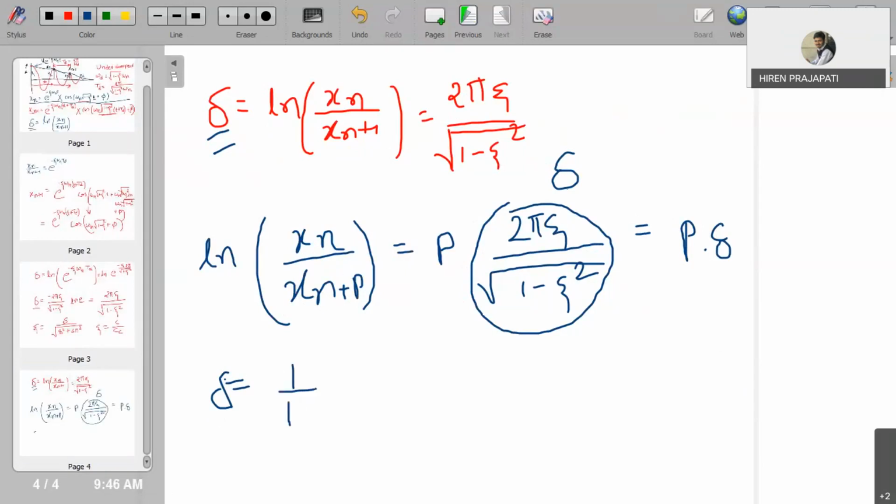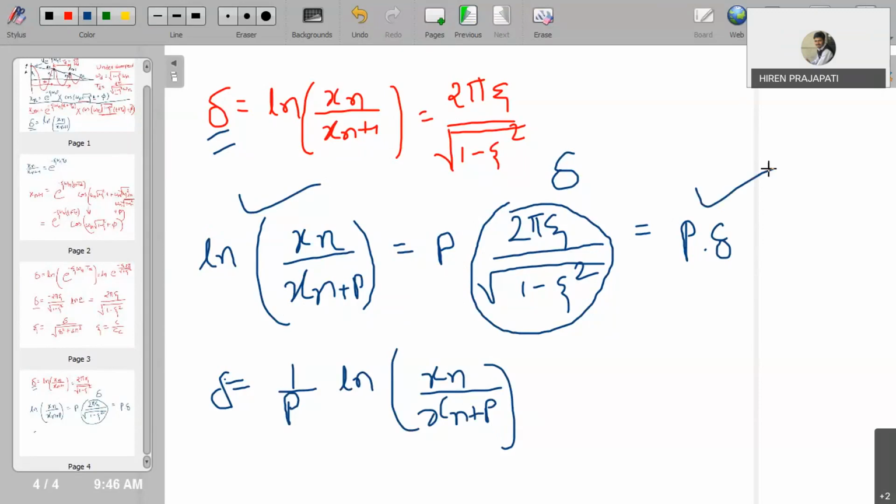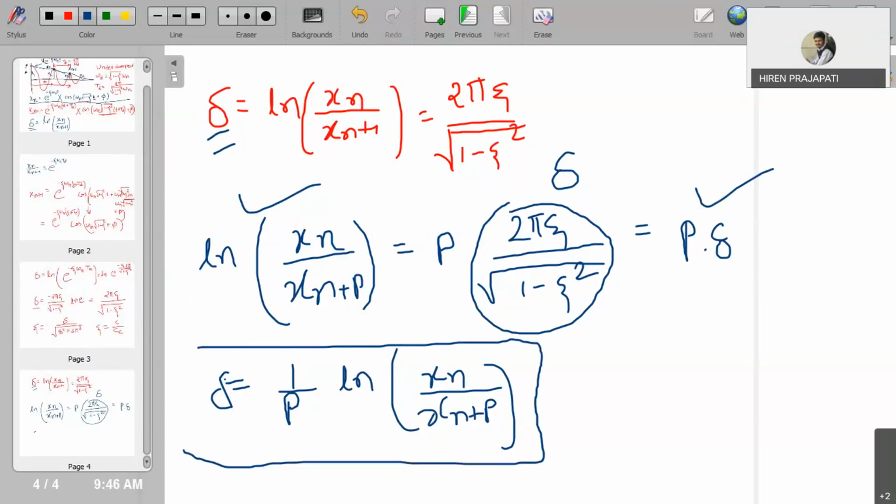is equal to 1 by p ln xn by xn plus p. What we have done is cross multiplication between these two. So p remains, delta remains here, and p goes as a denominator of this ln. Is this clear? This equation is clear? Okay, so this equation will be used in one of our practicals. So that's why I discussed this. This will be helpful to you.